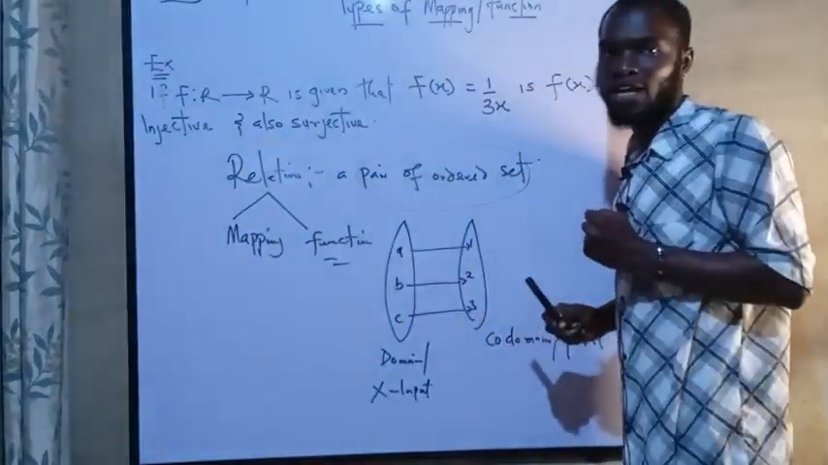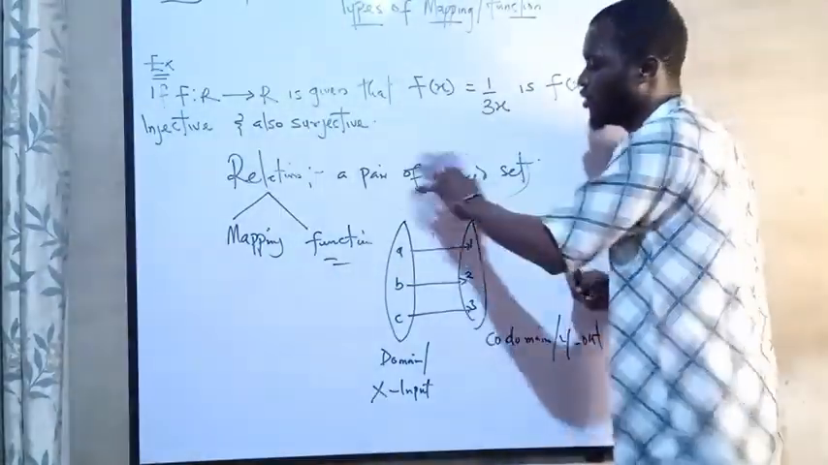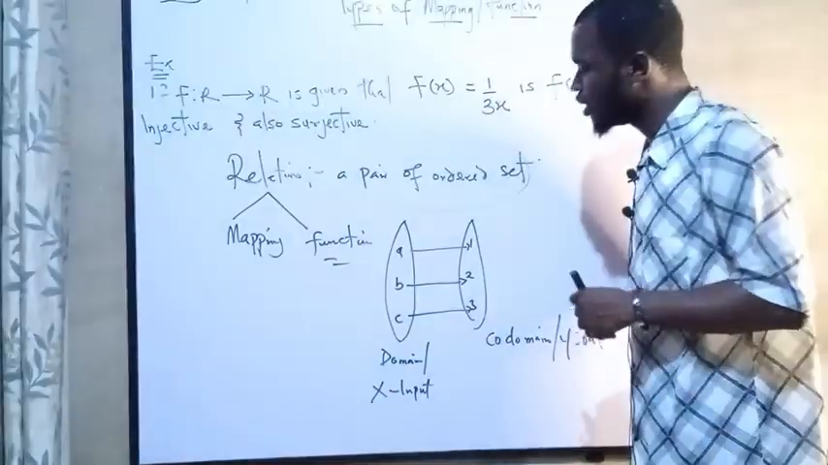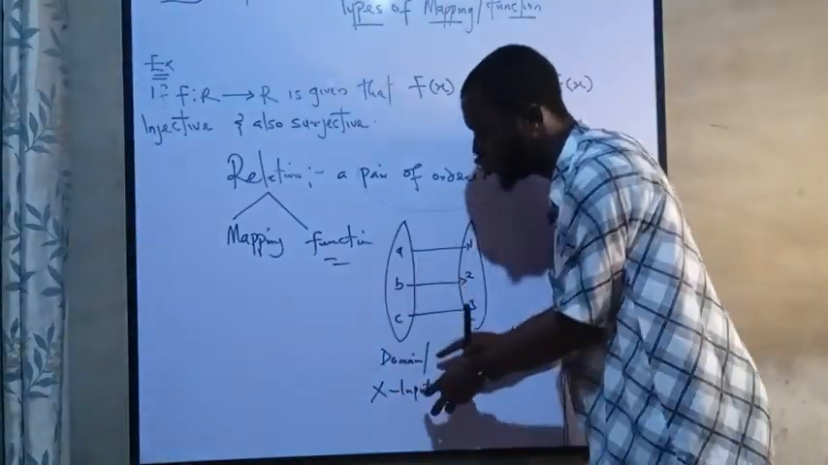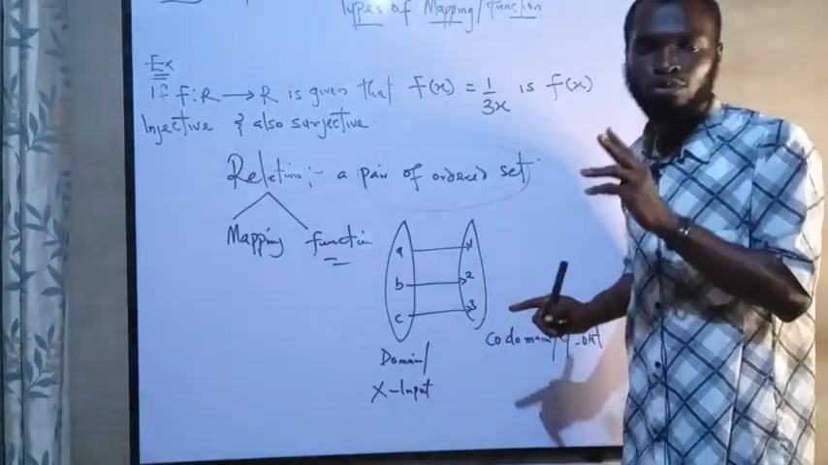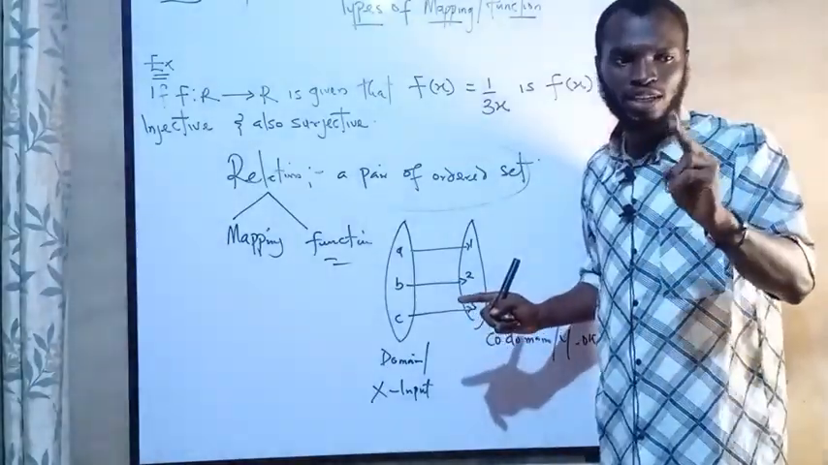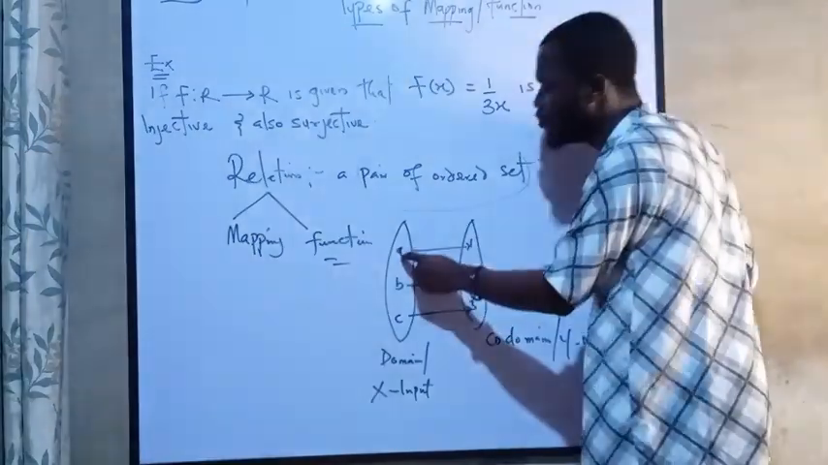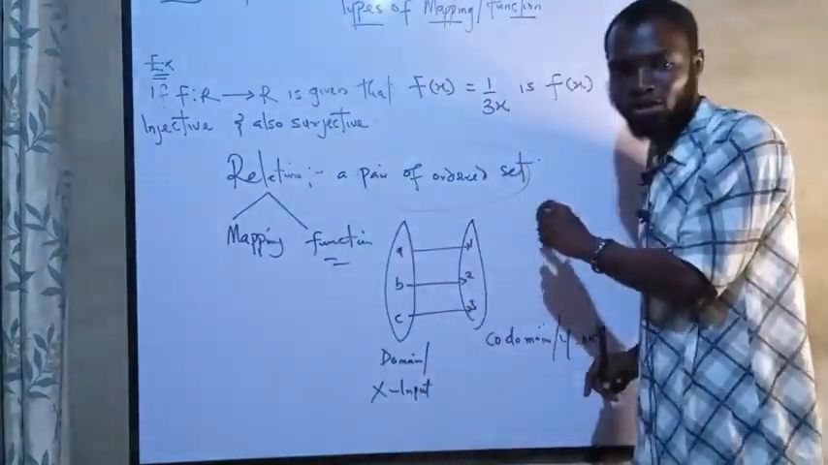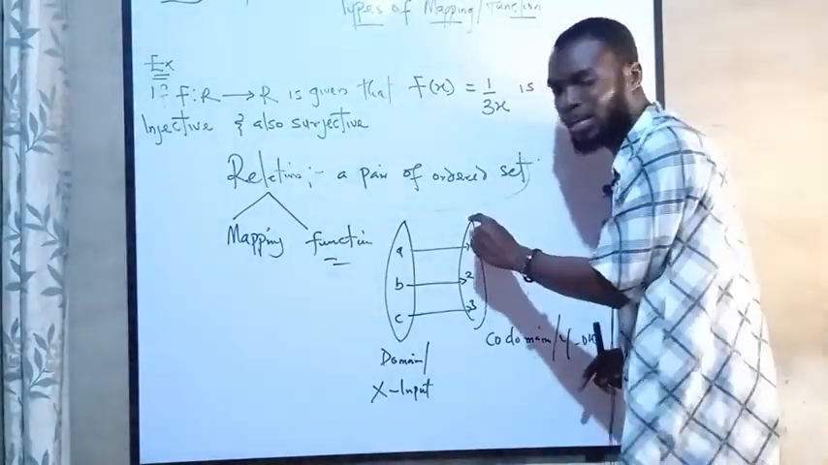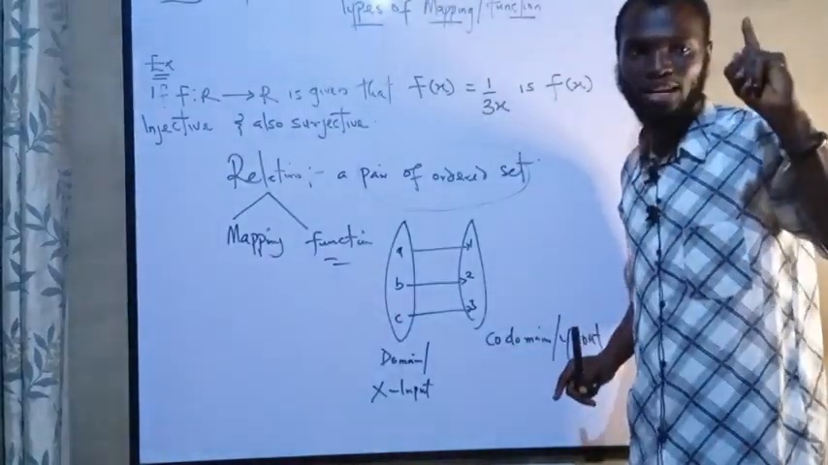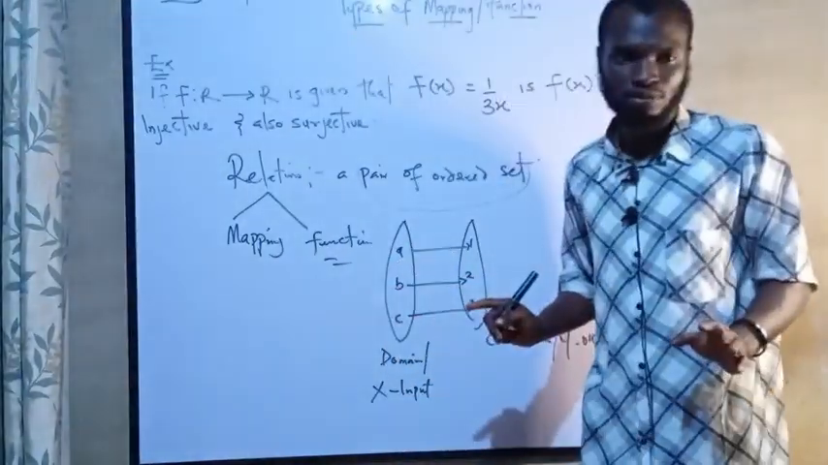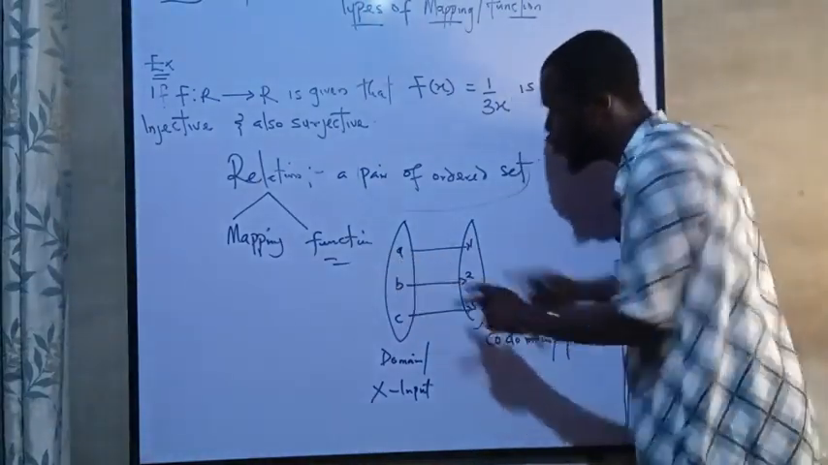How do we identify whether a diagram like this is a mapping or a function? The first thing you need to note is that each element in the domain must not be pairing to 2 or 3. It must pair with only a single element in the codomain. When each element in the domain pairs to only a single element in the codomain, we call it a function.